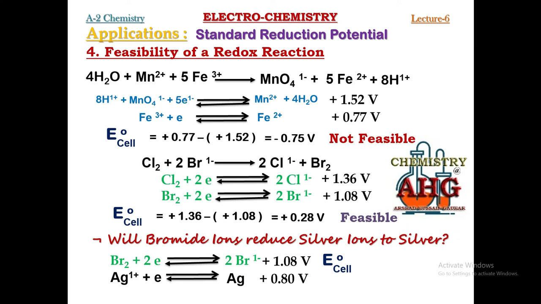So the cathode is silver, so its potential is plus 0.80 minus 1.08. So the answer will come out minus 0.28 volt. What does this mean? It means that this reaction would not be feasible because we are not getting any voltage, we are not getting any output.